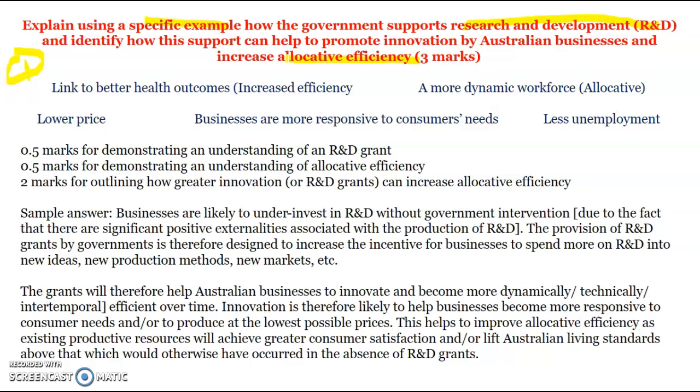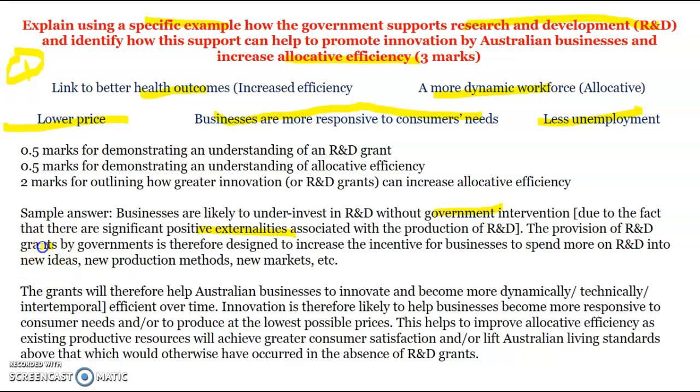So if you're looking at innovations and research and development, it can lead to better health outcomes. That's more allocatively efficient if we have a healthier society. A more dynamically efficient workforce. Lower prices, because a lot of it's about investing in a technology that makes us more productive. Makes businesses more responsive to consumers' needs and less unemployment. All those things can be linked to efficiency. So businesses are likely to underinvest in R&D without government intervention because there's positive externalities.